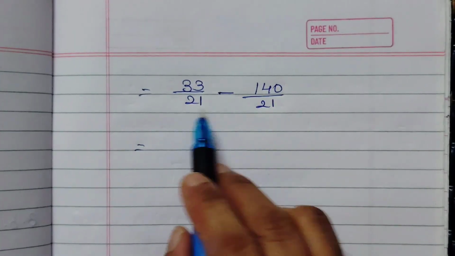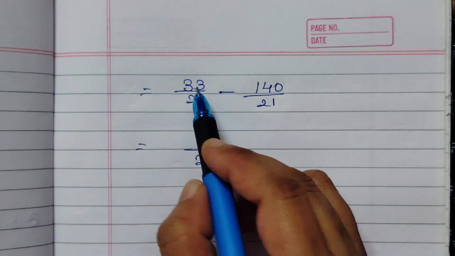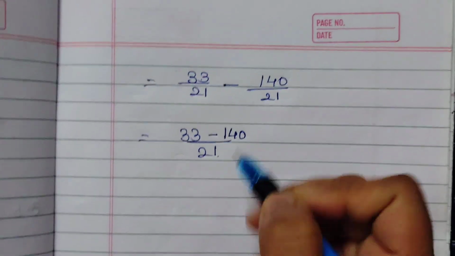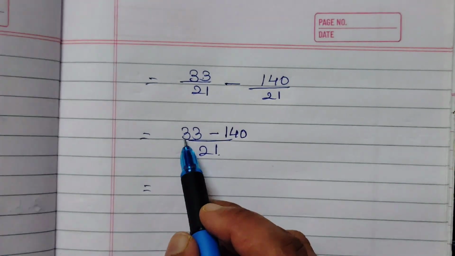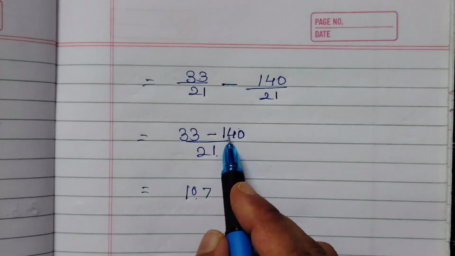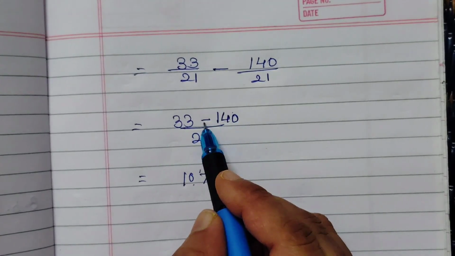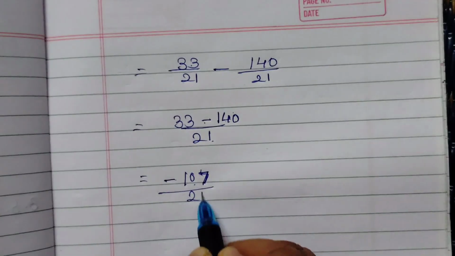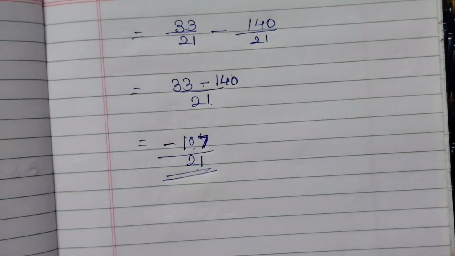Now I have same denominator. So I will write it as common. In the numerator I got 33, then minus 140. Now I will subtract. So 140 minus 33, I got 107. Who is bigger? 140. Sign of 140 is minus. So minus 107 upon 21. Further we cannot reduce this. So this is the answer.